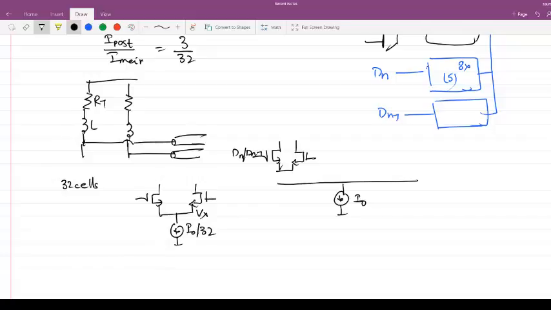Why? Think about it, this is very uniform, segmented. You are having 32 cells, each cell is always conducting only the I naught current. How can the transient be different? They are a differential thing, Dn and Dn minus 1.